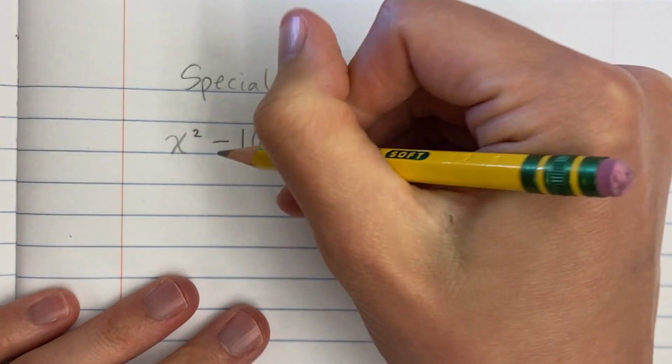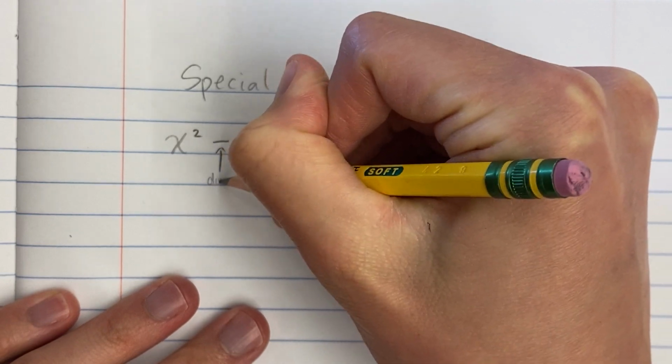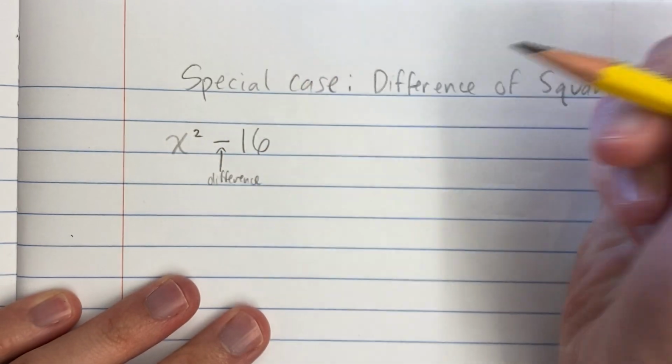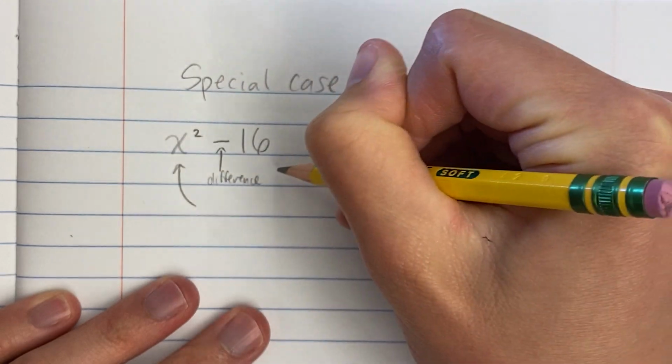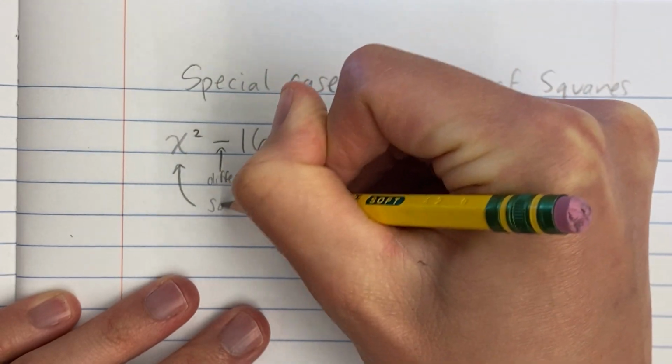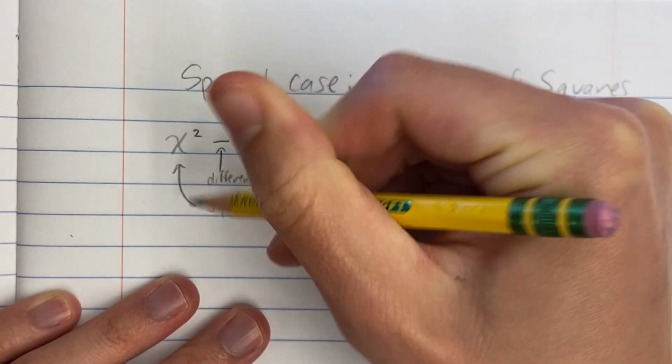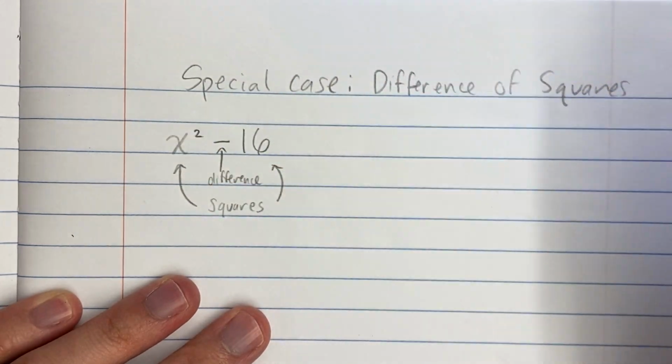Why is it called that? Difference means subtraction, so this is a difference. And both of these numbers are squares. What does that mean? It means they're a number squared. This is x squared and this is 4 squared.